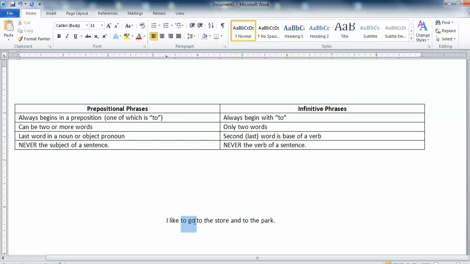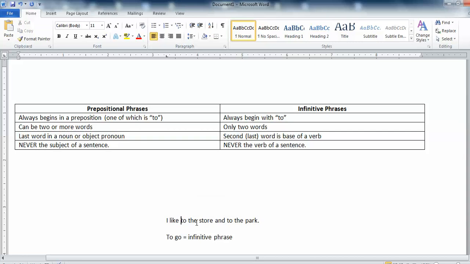Well, I think that to go is an infinitive, and because I'm working on a keyboard, it's really hard for me to circle that. So what I'm going to do is say to go, I'll just make a note here, is an infinitive phrase. And why am I saying that? Because it begins with to, right? It's only 2 words, right? The last word is the base of a verb. Go, not going, not gone, but go, the base of that verb, right? And obviously it's not working as the verb in the sentence, and we'll talk about that in a second. Okay, so to go is the infinitive phrase, so I'm going to get rid of that.